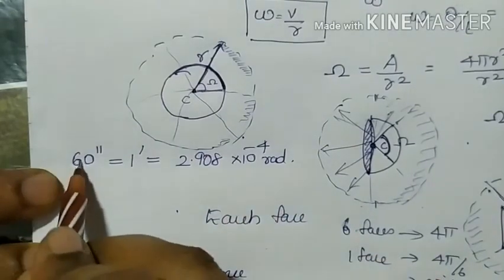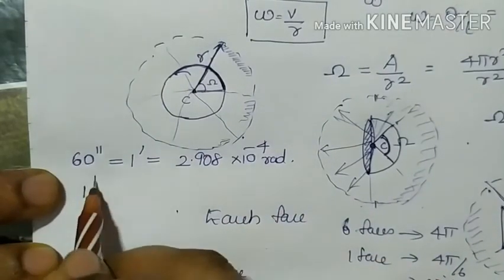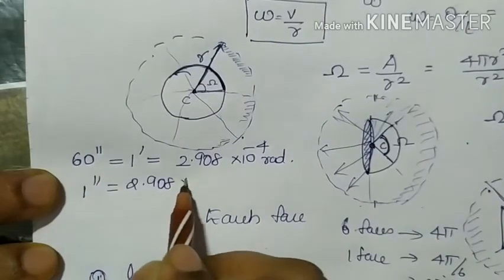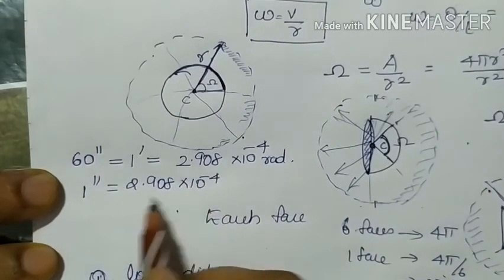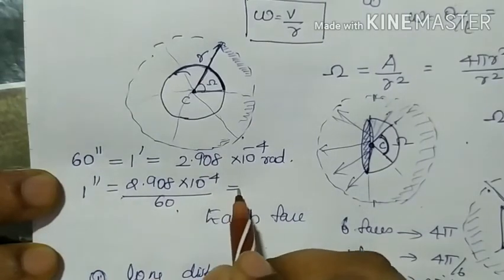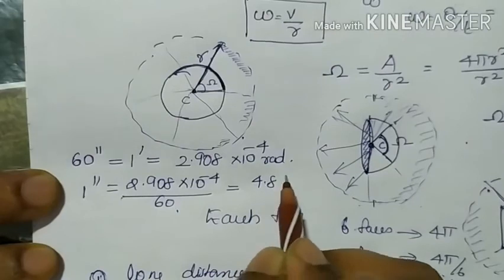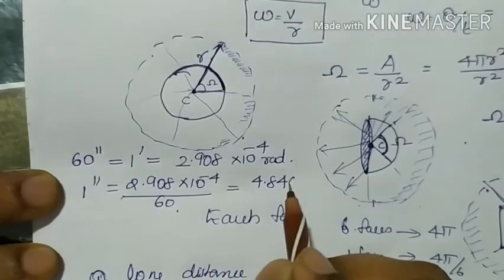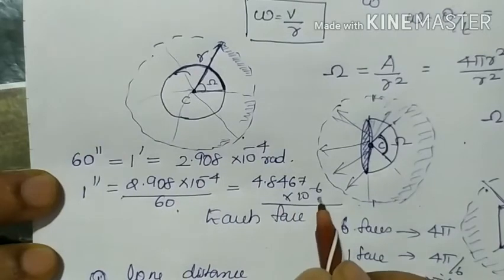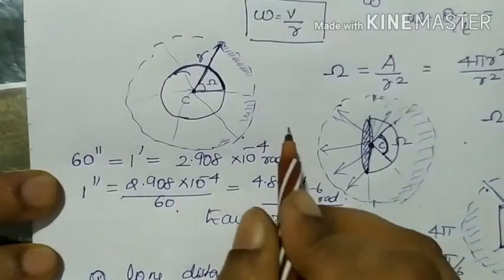So from here, 1 second is equal to 2.908 into 10 to power minus 4 whole divided by 60 radians. You will get the value as 4.8467 into 10 to power minus 6 radian. This is the answer you will get.